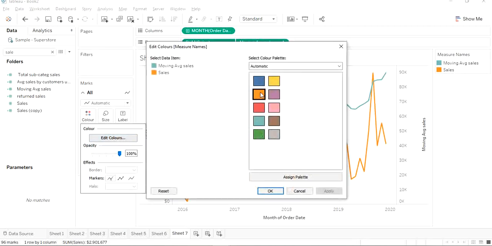Let me change to some different colors. I can change the color also.